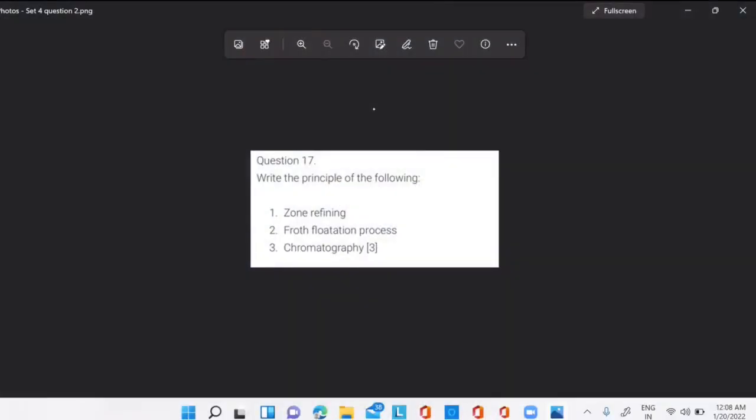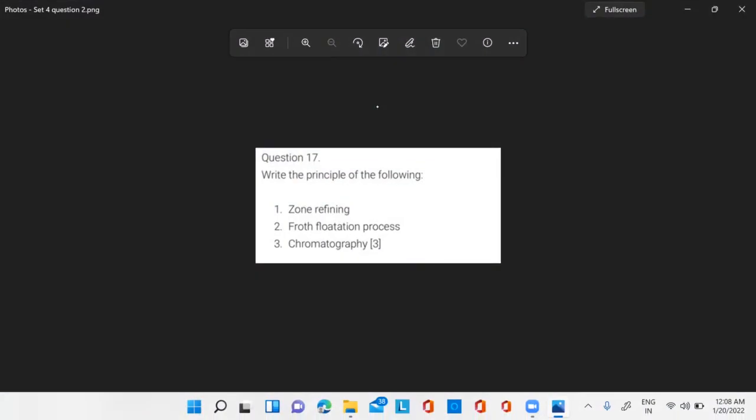Today we will discuss another question from the CBSE Class 12 2017 paper. Write the principle of the following. Question number 1, zone refining.